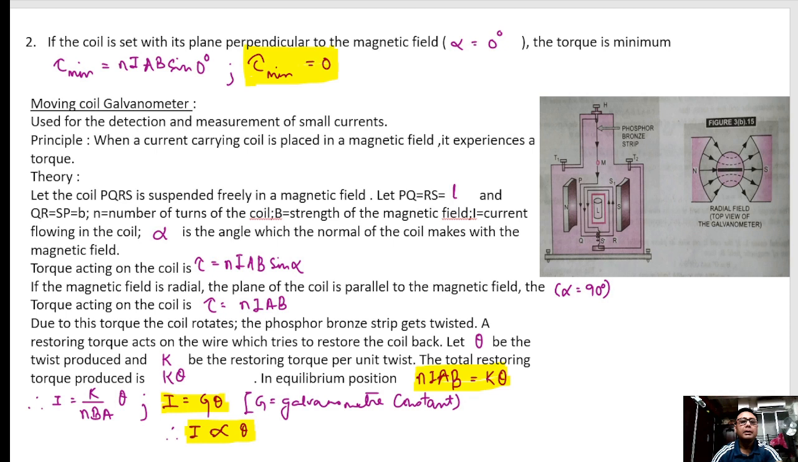Similarly, if the coil is set with its plane perpendicular to the magnetic field, that means the normal is making an angle of 0 degrees with the field, so the torque will be minimum, which is 0, because sin 0 is 0.